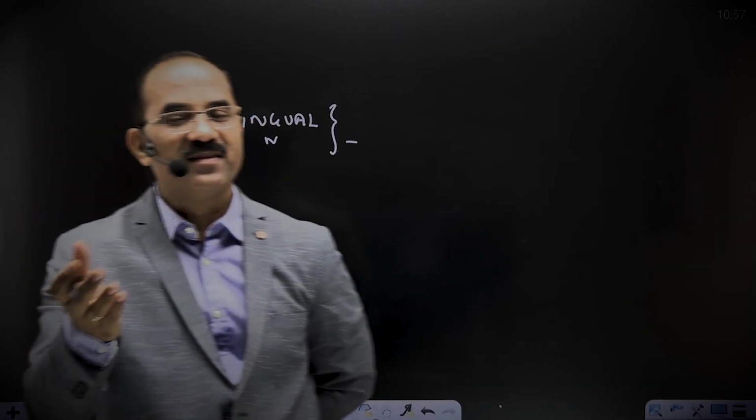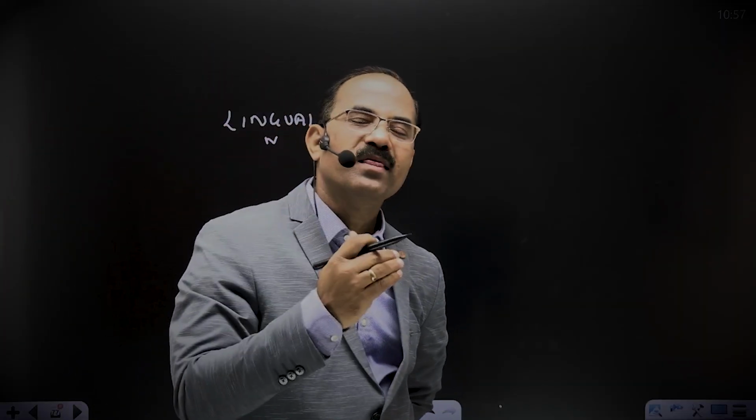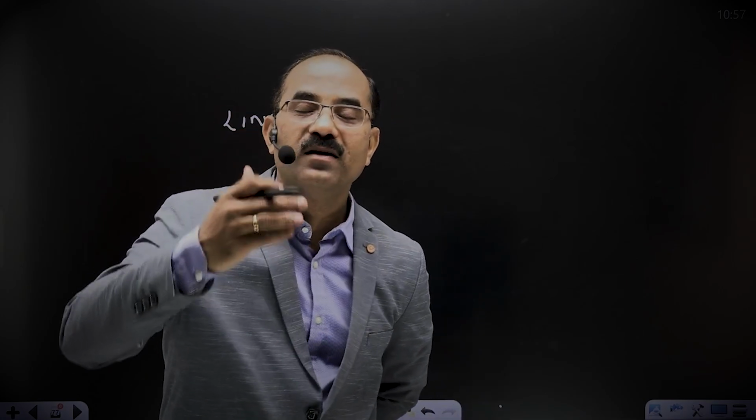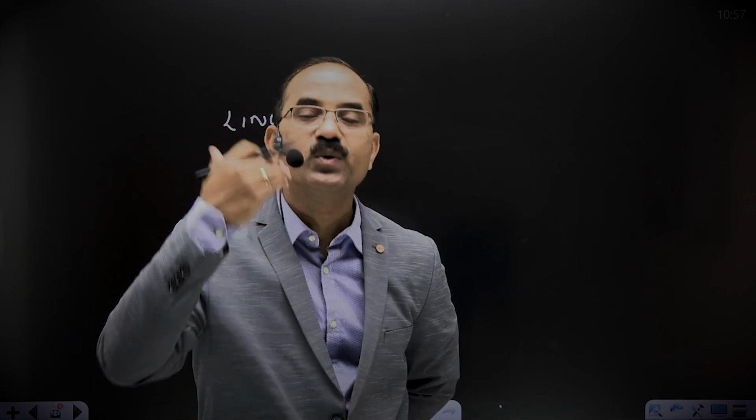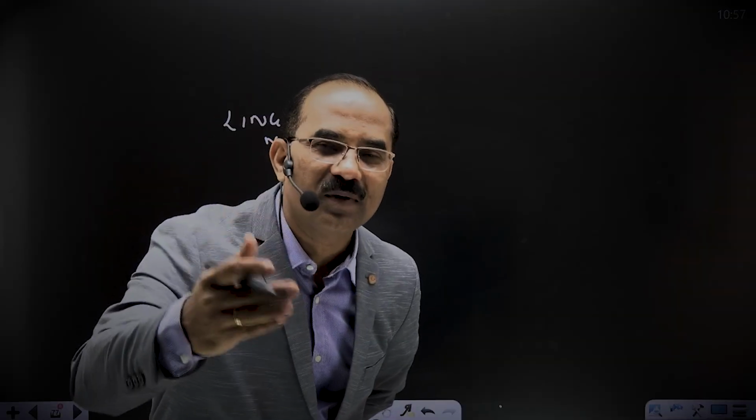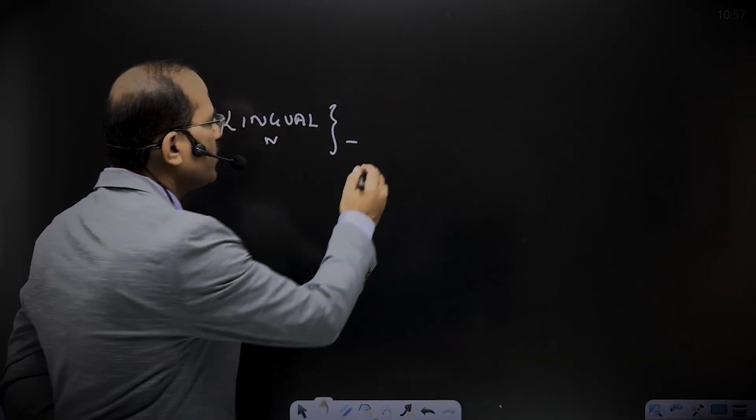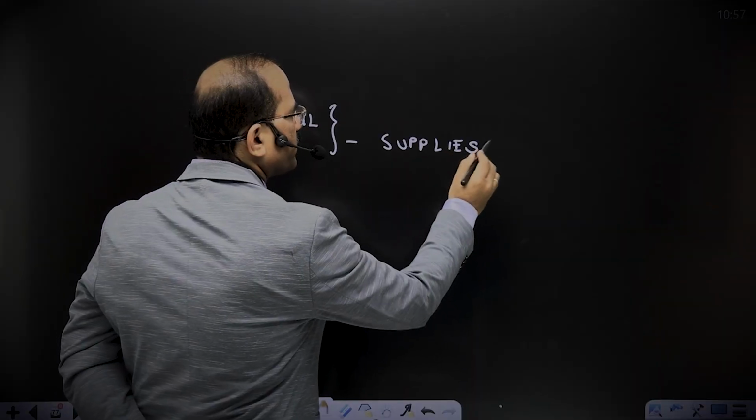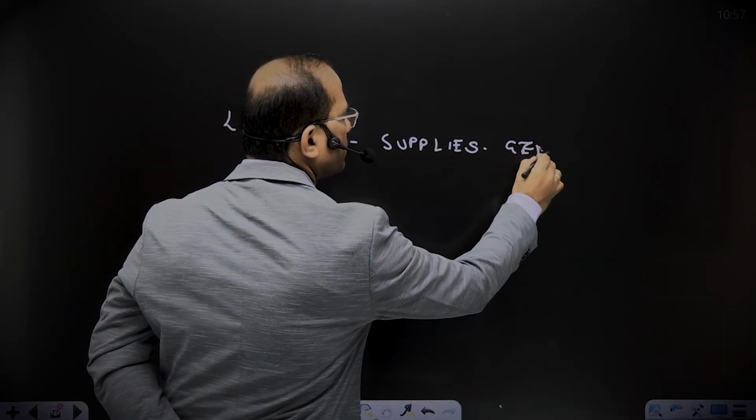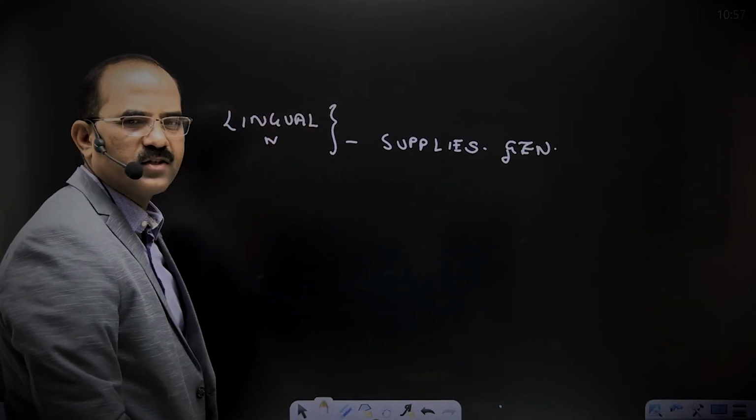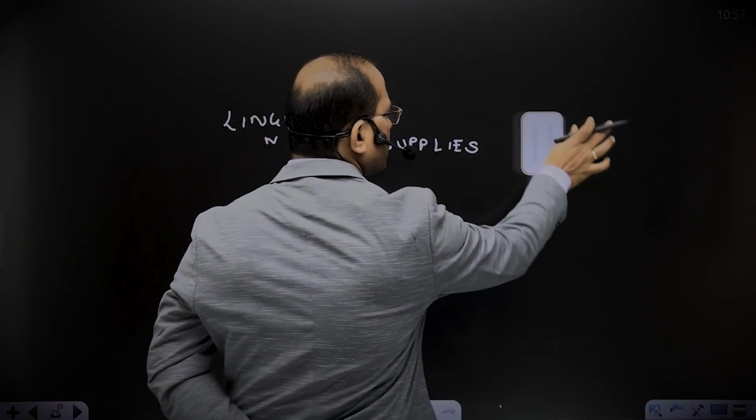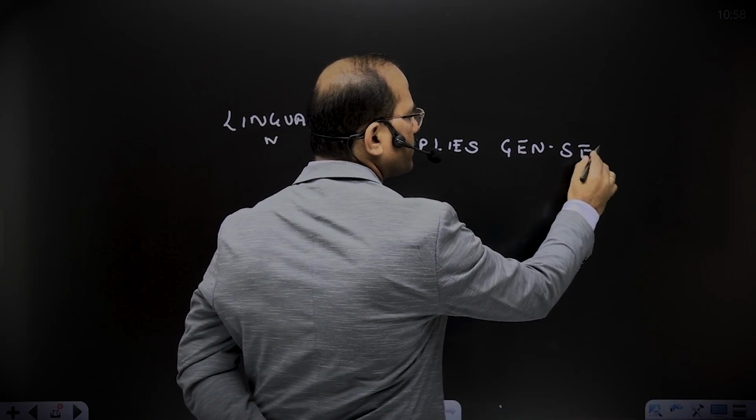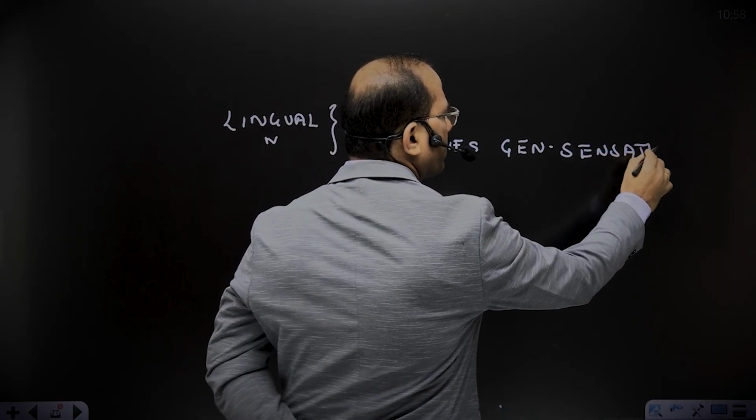How do we divide the tongue? Anterior 2/3, posterior 1/3, and the posterior-most part of the tongue, right? So who's going to supply the anterior 2/3 of the tongue? Sensory supply, lingual. It supplies general sensations. What is general sensations? General sensations is touch, pain, temperature.